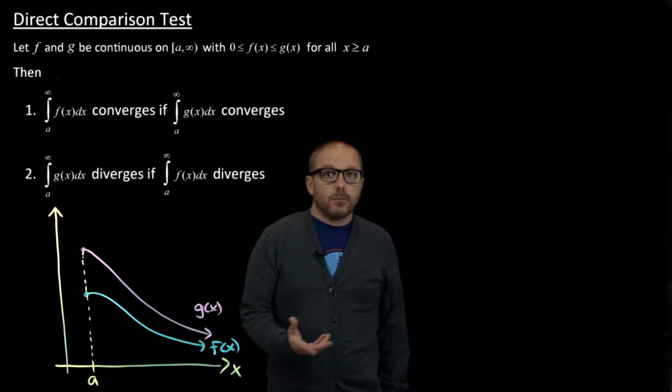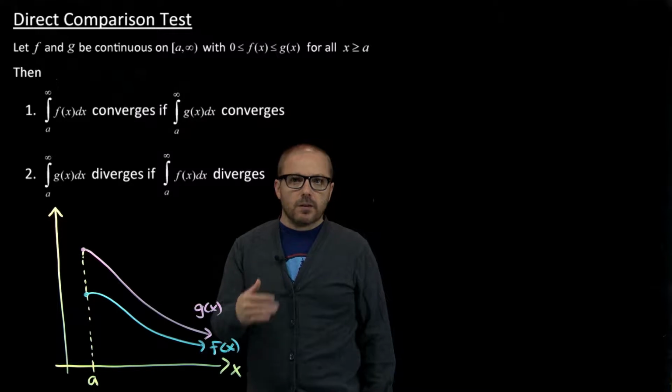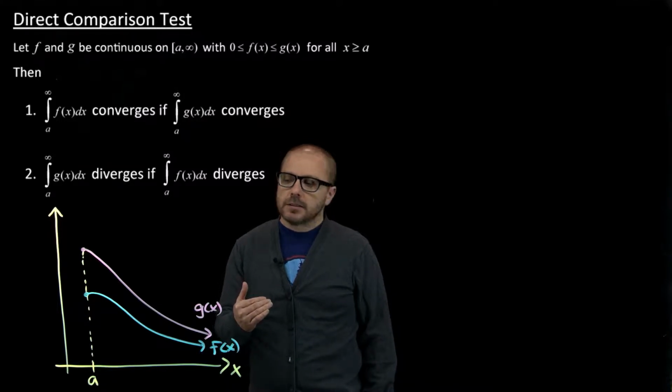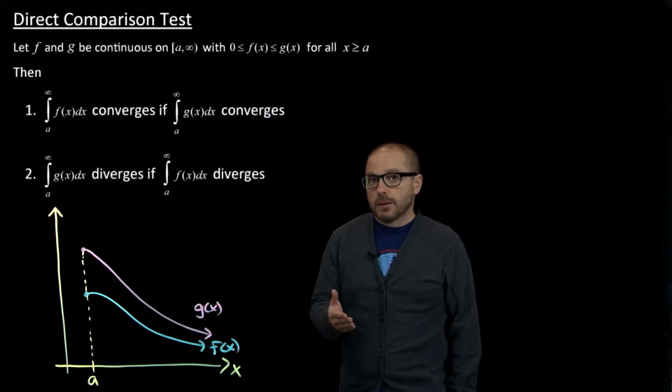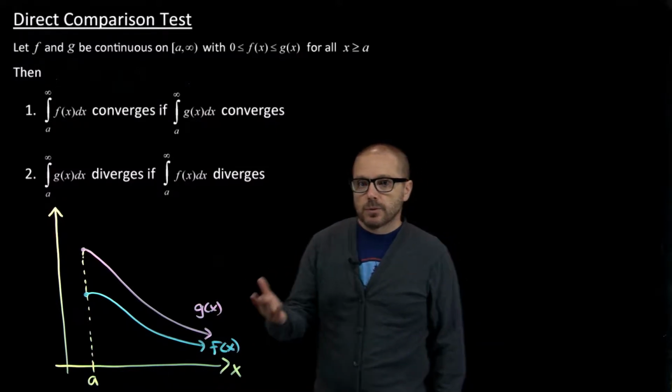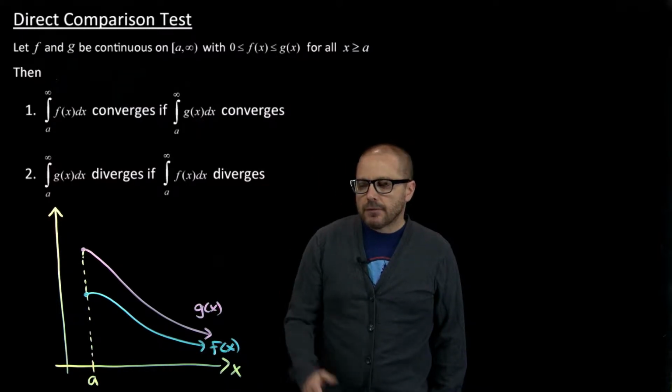So we've been looking at improper integrals, and we were going through and doing the integration by the fundamental theorem of calculus. If that limit existed, that was what we said the integral was equal to, and we said it was convergent. If that limit didn't exist, we said it was divergent.